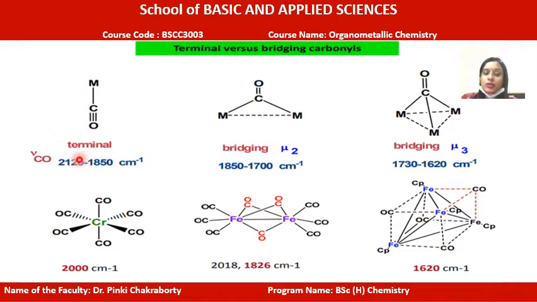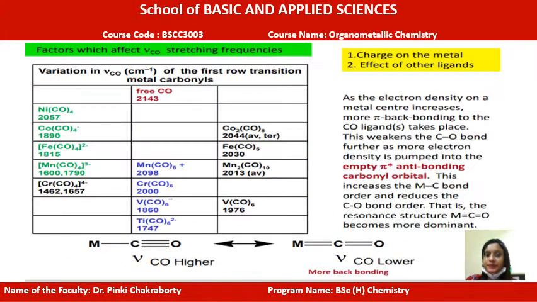See, this is the terminal mode. What is the frequency value given between carbon and oxygen? It is between 1850 to 2120 cm⁻¹. This is a mu2 type of bridging. What is the frequency value given? It is between 1700 to 1850 cm⁻¹. Next, mu3. Mu3 means the carbon in the carbonyl is attached to 3 metal centers. So its frequency value is 1620 to 1730 cm⁻¹. So in these examples, you can see that just by knowing the frequency value, you can identify the type of bridging mode in your carbonyl complex.